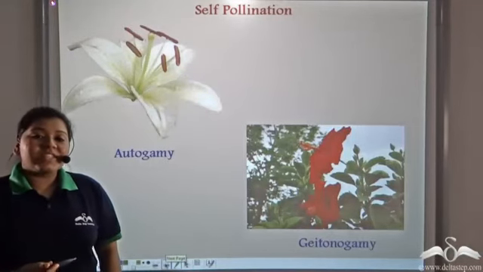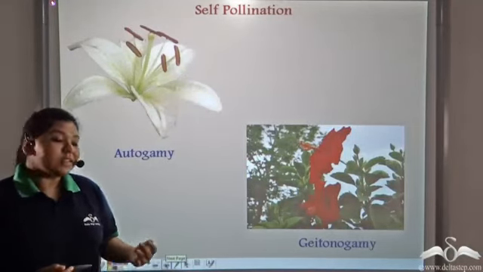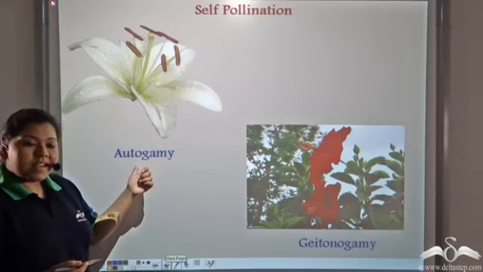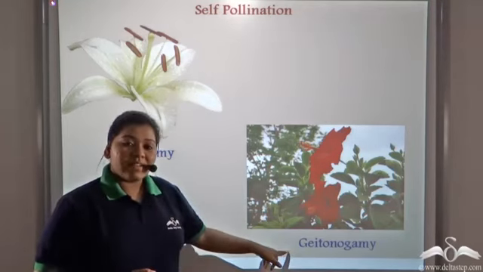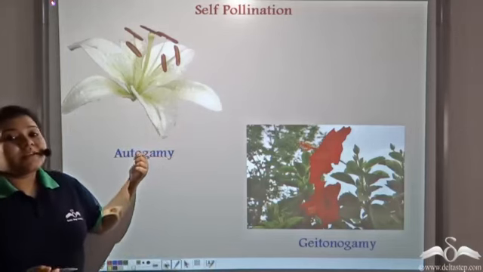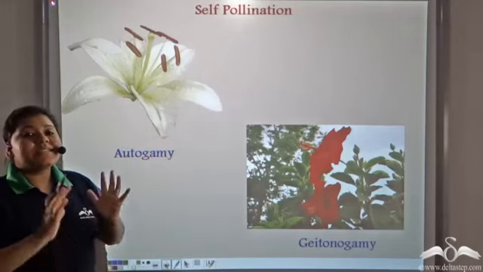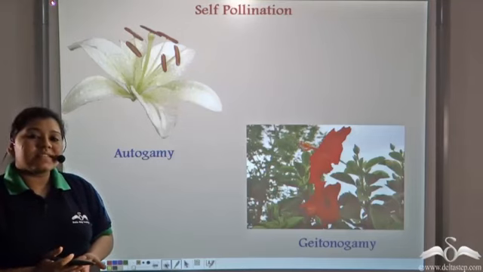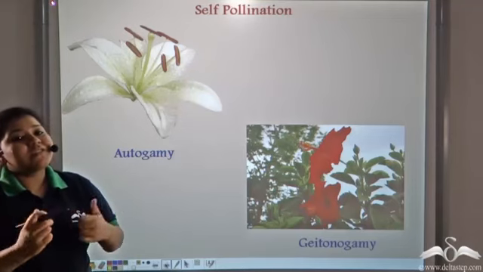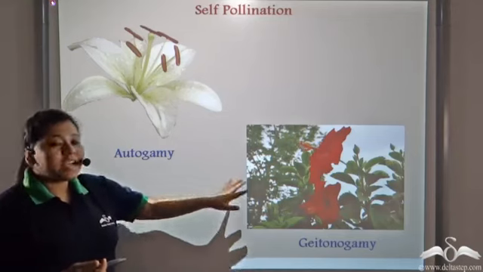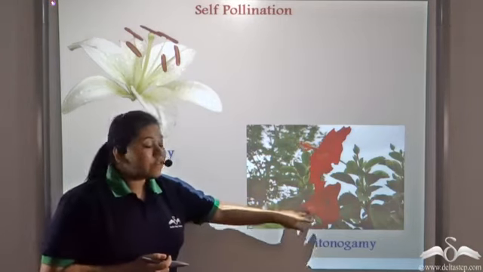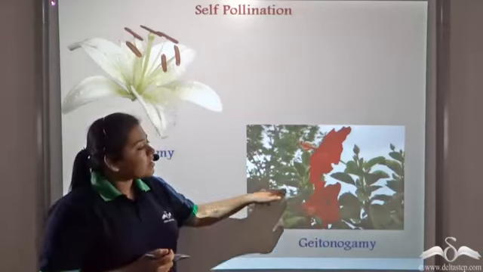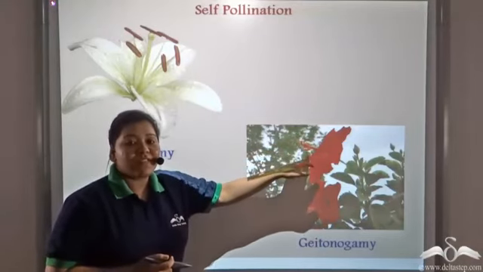So self-pollination can be of two types, autogamy and geitonogamy. In autogamy, the pollination takes place internally, that is, the transfer of pollen grains to the stigma of the same flower, and in geitonogamy, the transfer of pollen grains is to the stigma of the neighboring flower.